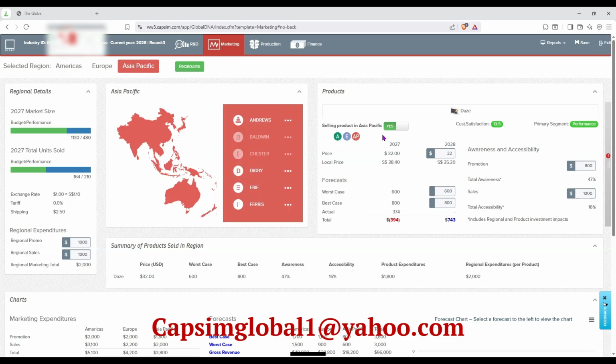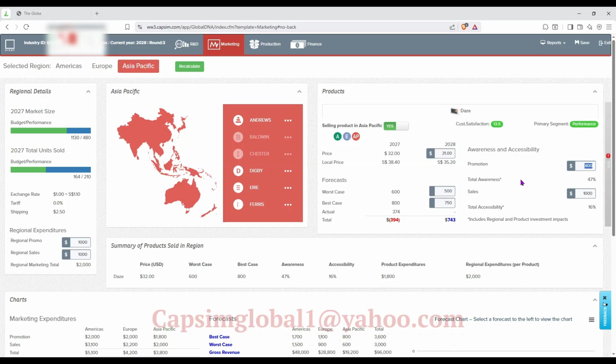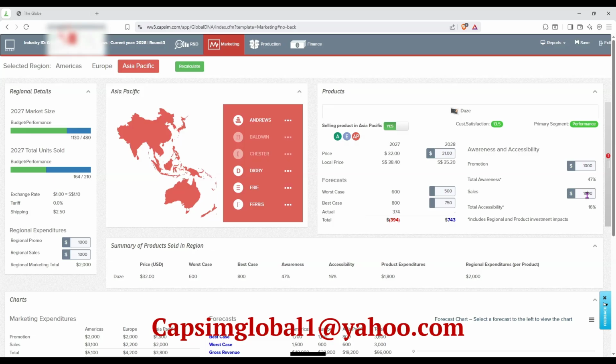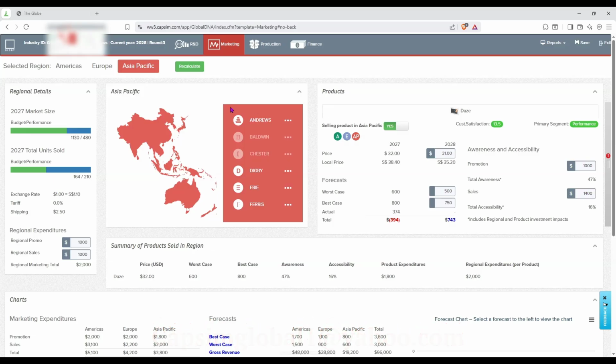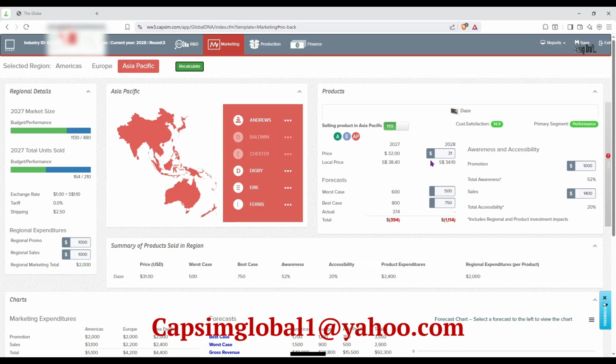Lastly, we have Asia Pacific. I'll reduce our price to 31. This one I'll forecast 500. This one I'll forecast 750. The reason I'm lowering is because the inventory that we have, I want us to clear the inventory first so that we can clear the emergency loan. 1000, and this one I'll give it 1400. Then you can recalculate. So you can see that our product will be selling at a loss. So I'll have to lower this a little bit, maybe to 800, and this one at 1100.